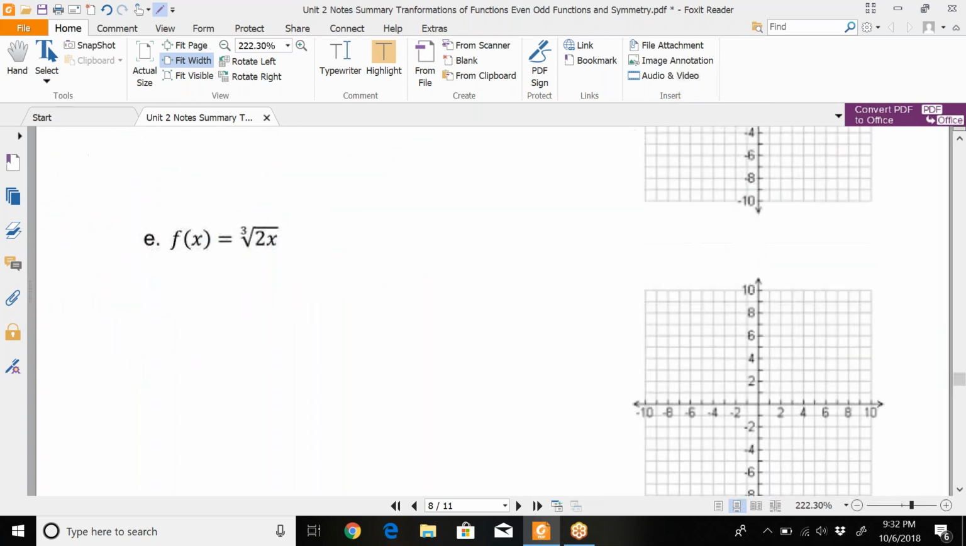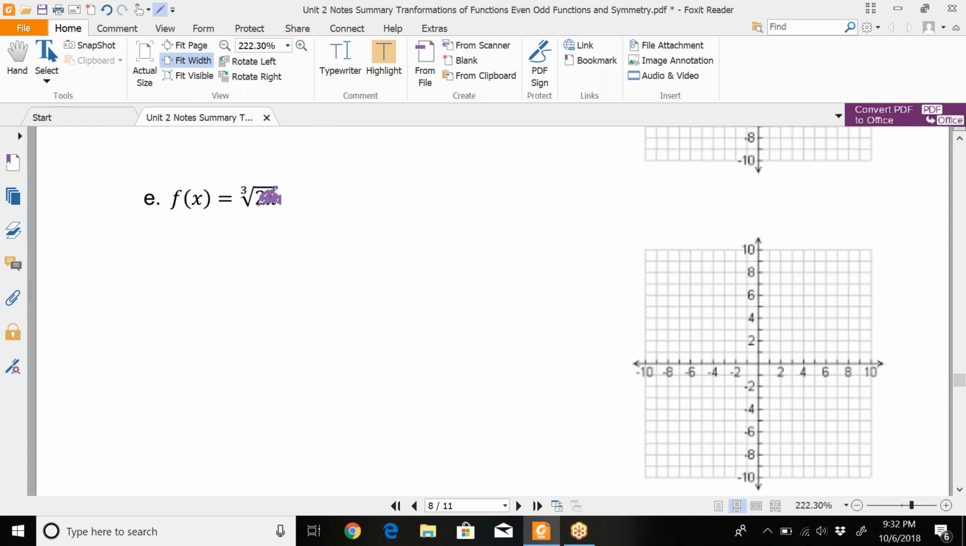Okay, let's look at E. f of x equals the cube root of 2x. So notice this is happening inside, which means we're going to do the opposite of what we see. So we're actually going to be doing half of the x's, which means that is a horizontal compression.